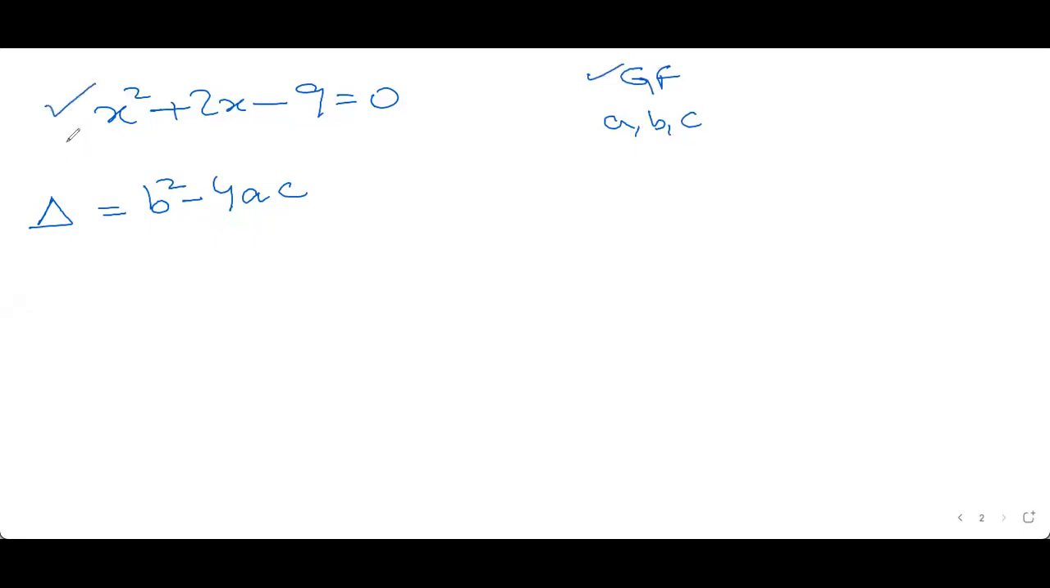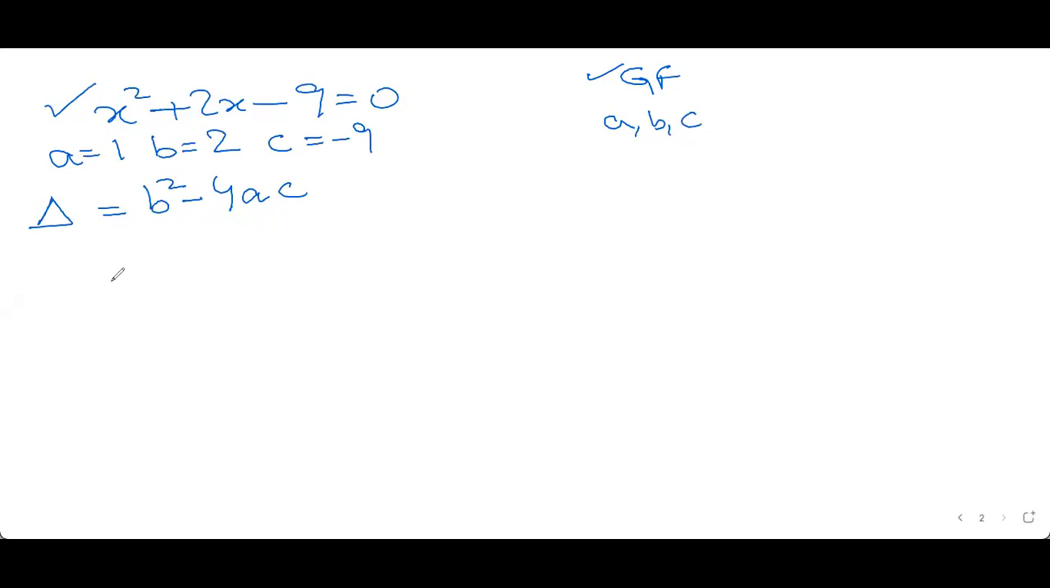Now, because it is in the general form, what is the value of a? 1. Correct. What is the value of b? Minus 2. That is wrong. 2. Is correct. What is the value of c? Minus 9. It is correct. So we have found the a, b, and c for this equation.